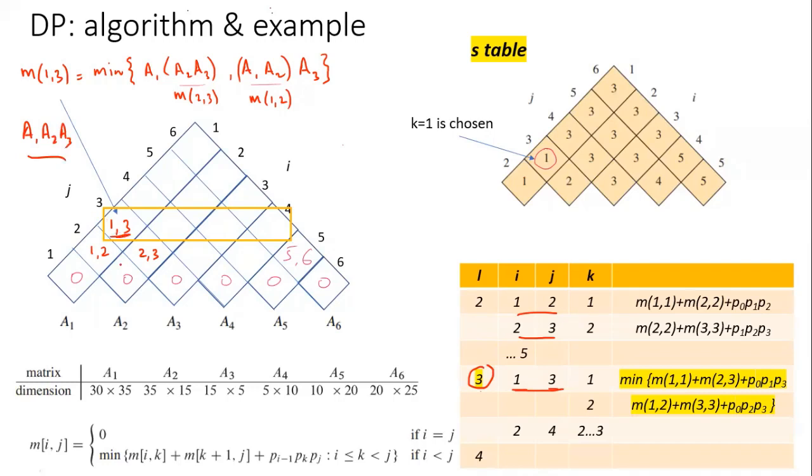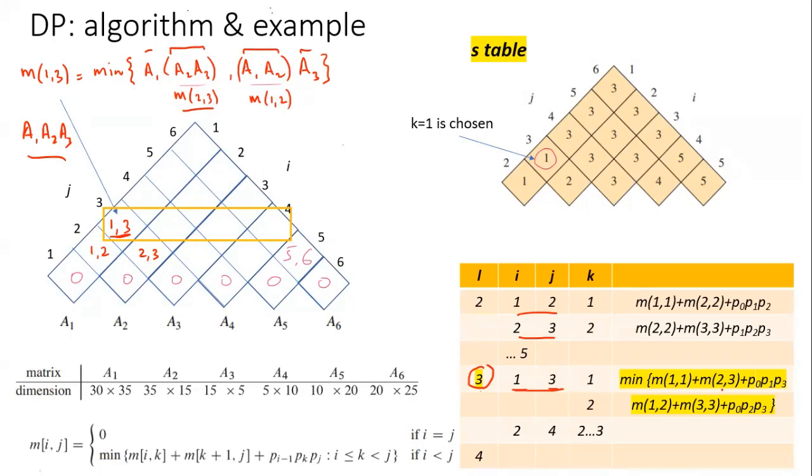Now, A1, 2, 3 can be done in two possible ways, right? We can either do A2, A3 first and multiply by A1, or we can do A1, A2 first and then multiply by A3, which we've already seen in several examples. And so this would be represented by A2 times A3, which is something that we've already done.